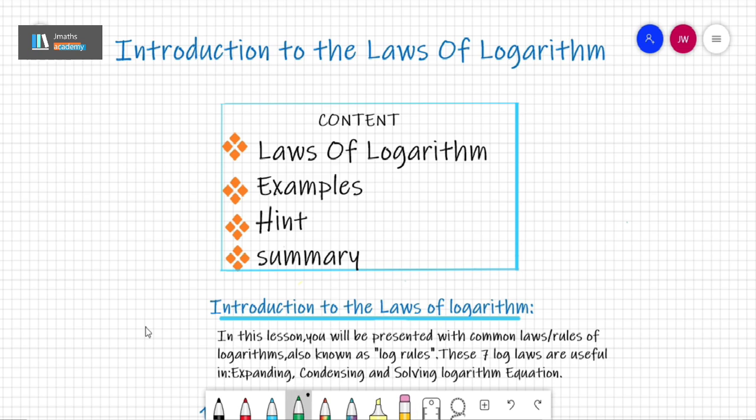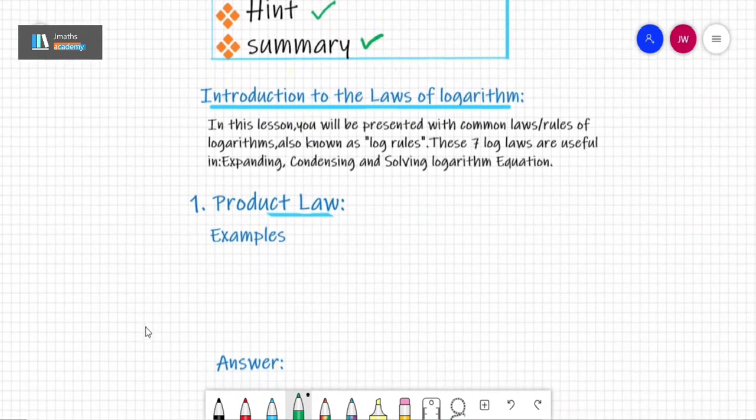In today's class, I'll be introducing you to the first 4 laws of logarithm. I'll state some examples for each, I'll give a hint and finally a summary. Let's get started. Introduction to the laws of logarithm.